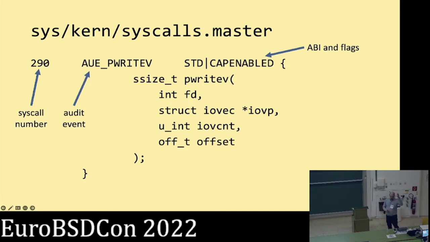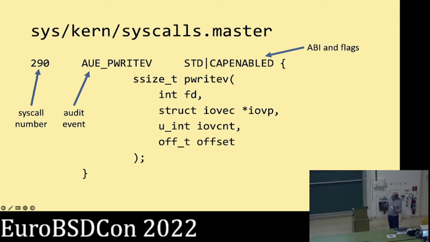So on the upper left, we have the system call number. We then have the audit event type. Allocating audit events is slightly awkward in that you need to get them allocated in the OpenBSM project and then get it merged back, but it's not a huge deal. And there are people who monitor the mailing list there to get that done. This is probably the most sort of weird out-of-band step in the process.